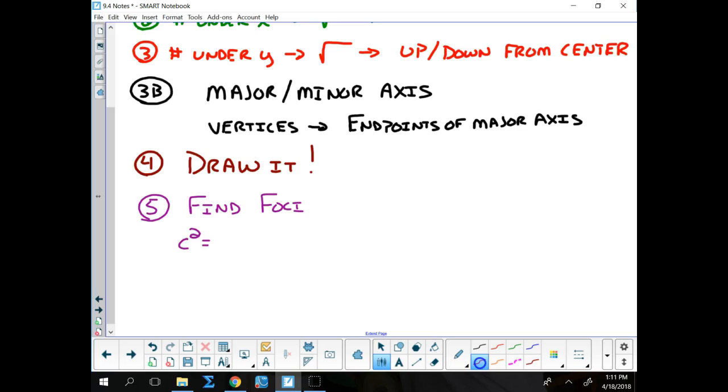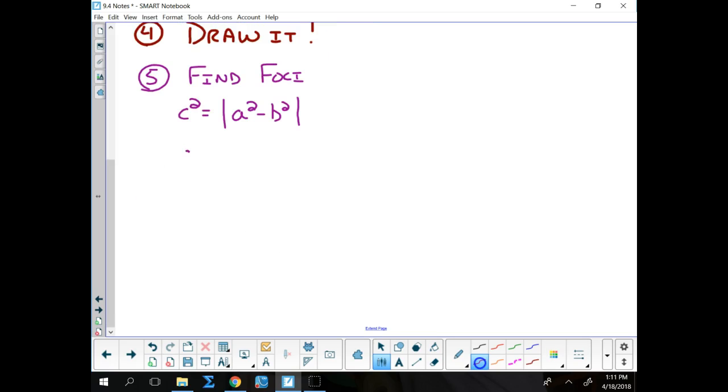So c squared does not equal a squared plus b squared, because that's the Pythagorean theorem. It's a squared minus b squared. Yep. Otherwise, it's the Pythagorean theorem. So c squared is a squared minus b squared. We take the absolute value of that. But more importantly, from that, what is C?